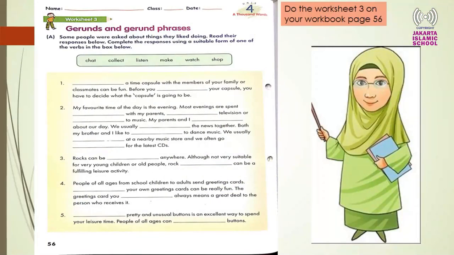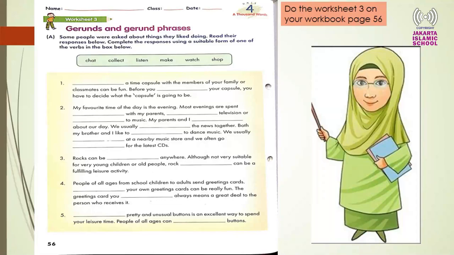Now it's time to do an activity in your workbook. Are you ready? Good. Now please open your workbook, page 56. We are going to do worksheet 3, part A: Gerund and Gerund Phrases. Instruction: some people were asked about things they like doing. Read their responses below. Complete the responses using a suitable form of one of the verbs in the box below. The words are chat, collect, listen, make, watch, shop.